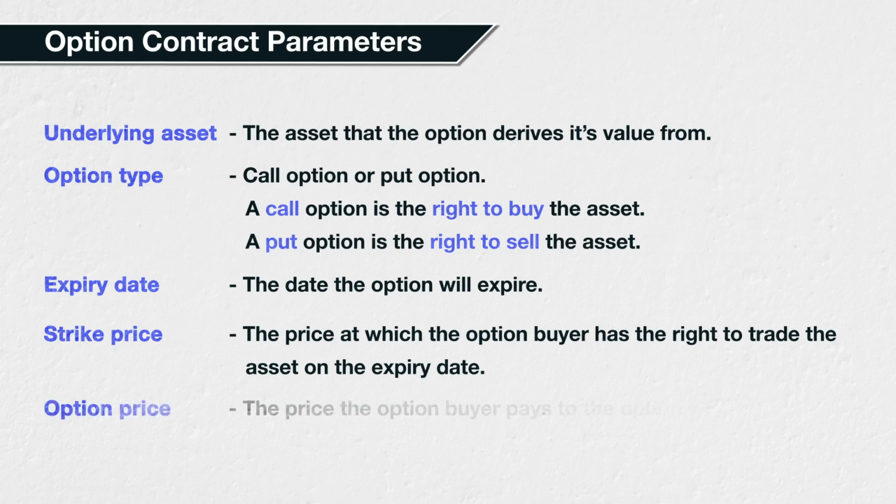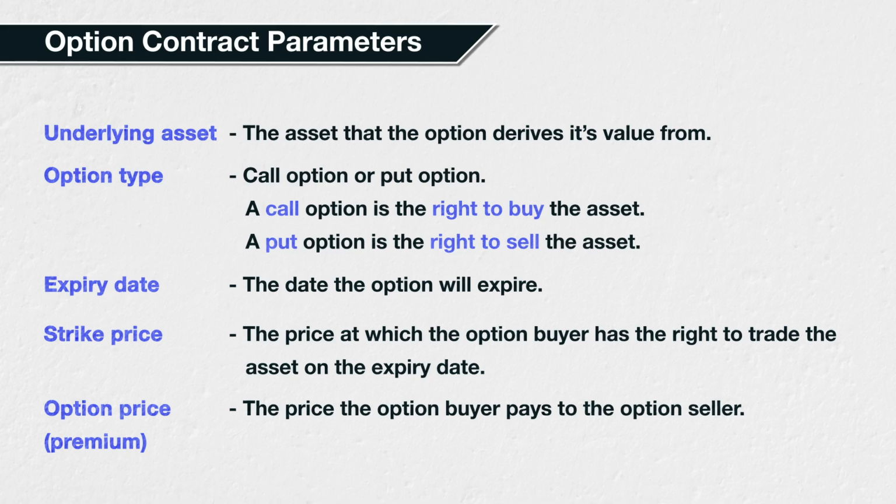And finally, the option price, also known as the option premium. This is the price the buyer pays to the seller to purchase the option. In other words, it is the premium the buyer pays the seller for the right to trade the asset at a specific price.